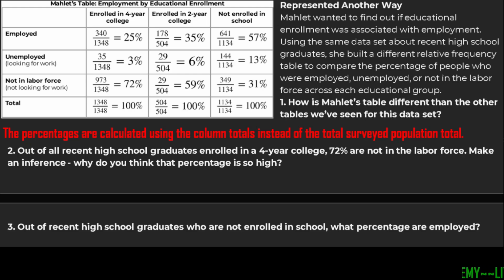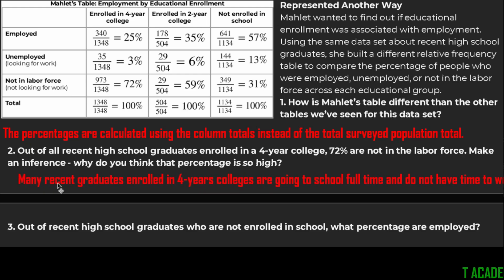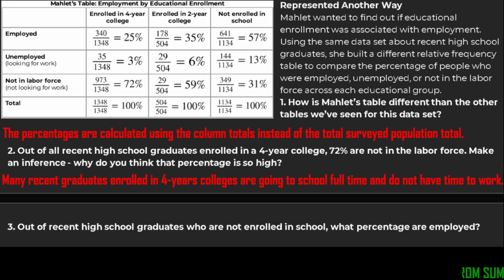Then for number 2, it says out of all recent high school graduates enrolled in a 4-year college, 72% are not in the labor force. Make an inference. Why do you think that percentage is so high? So an inference, again, is almost like a conclusion. You're trying to predict something. You're making an inference. So it says many recent graduates enrolled in 4-year colleges are going to school full-time and do not have time to work.